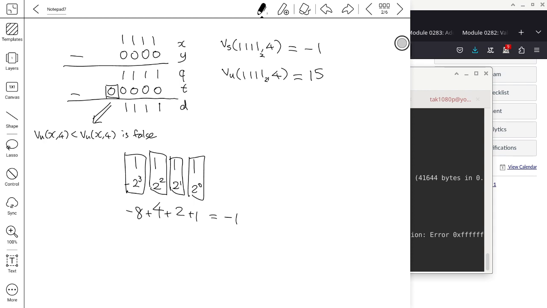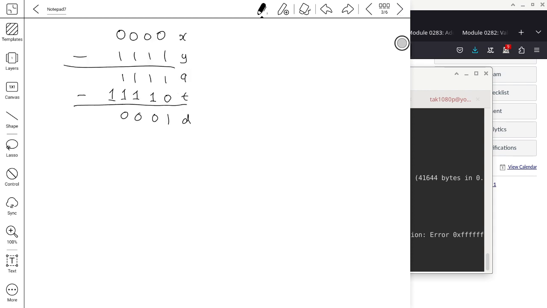Let's check the next one then. This is our T4. T4 is a 1 if and only if VU of X4 is less than VU of Y4. This is just a copy of what I said earlier. This time we already know VU of 0, 0, 0, 0 is just 0, and VU of 1, 1, 1, 1 is 15. 0 is less than 15. It's true. So T4 seems to be pretty consistent at this point.